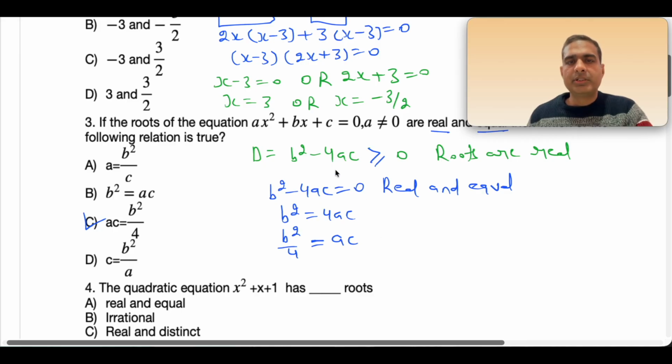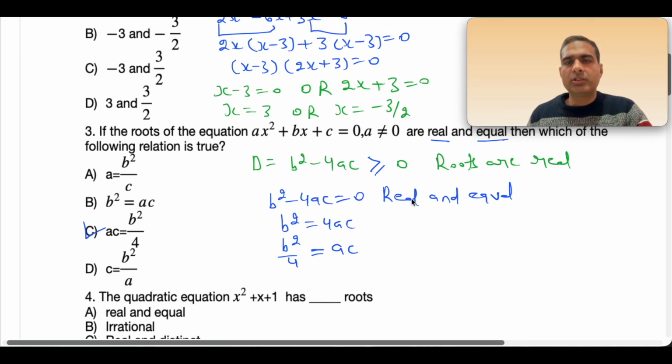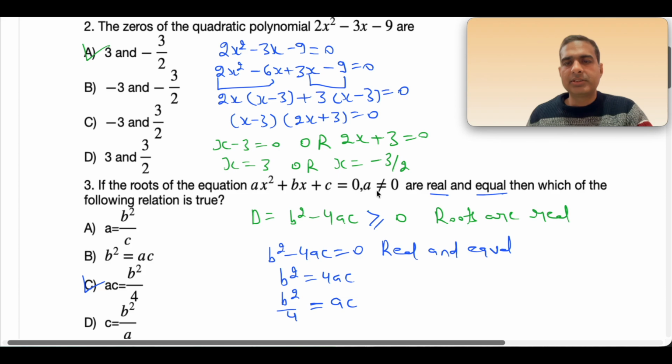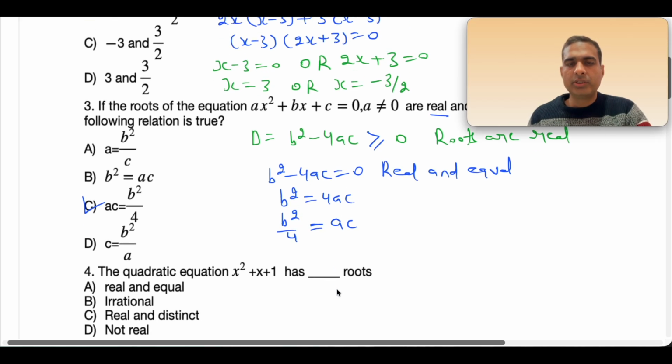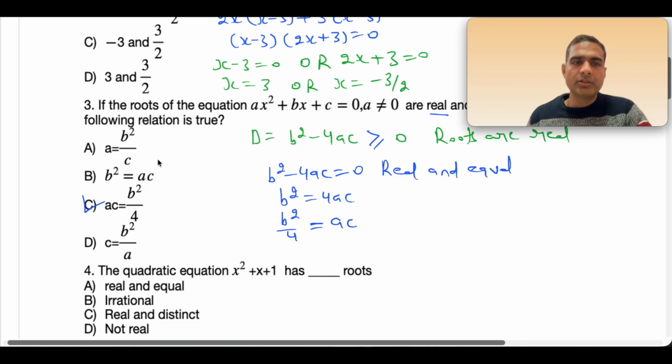So I hope this should be clear. So the question was asking, for ax square plus bx plus c is equal to 0, for what condition the roots will be real and equal? So we know roots are real and equal if the discriminant is equal to 0, that is b square minus 4ac is equal to 0. So we shifted 4ac on the right hand side, so we got b square is equal to 4ac. But none of the options was matching with this, so we divided by 4 on both the sides, so we saw that option C will be our answer.